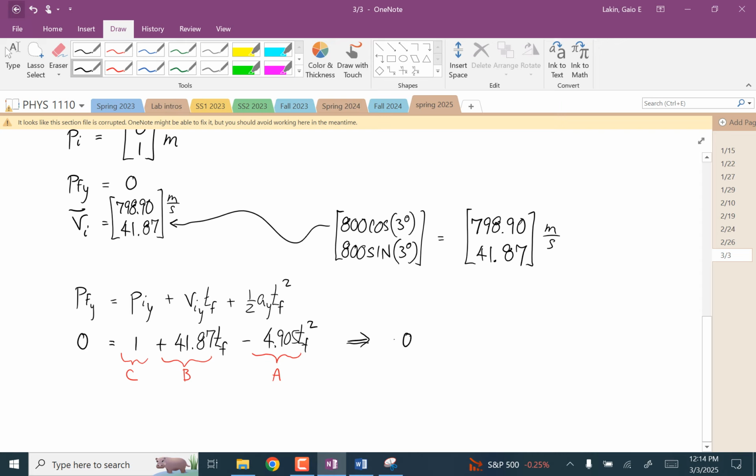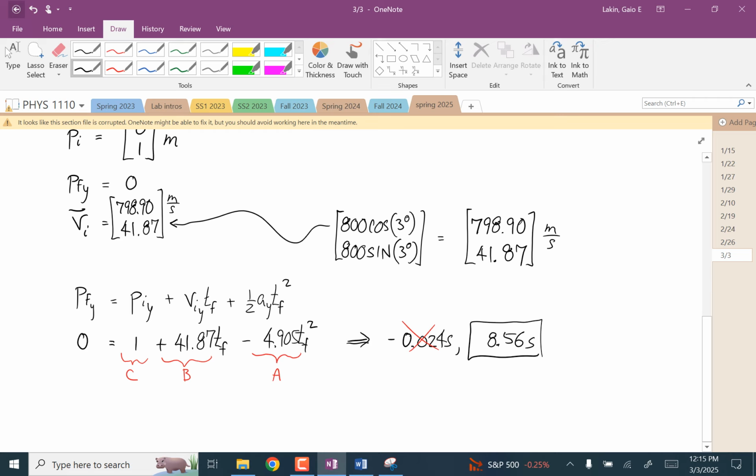Negative 0.024 seconds. We don't want that one because it's negative and this is time. And the second one is 8.56 seconds, and that's the one we want.